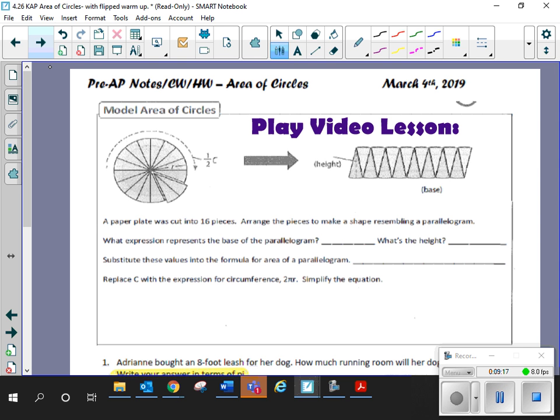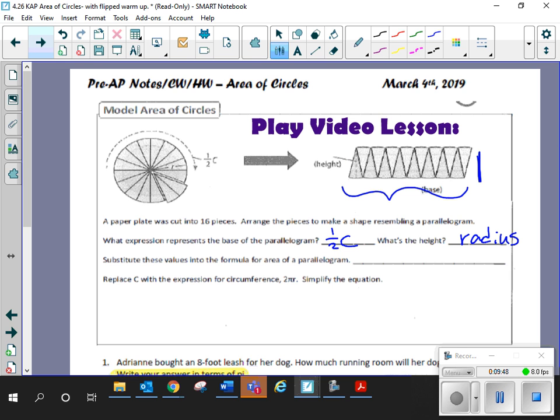So just pretending a paper plate was cut into 16 pieces, arranged as a rectangle. What expression represents the base of that parallelogram? What did they say represents the base length? They said it was half of the circumference, okay? So I'm just gonna put half of C, 1/2 of C. And then they said that the height of that parallelogram would be equivalent to the radius.